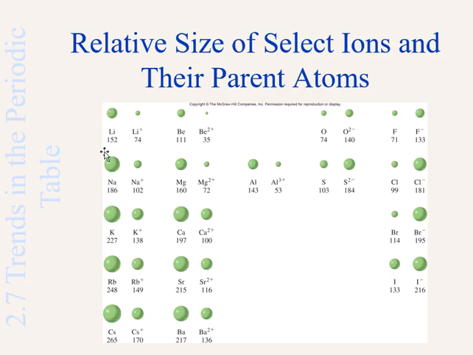The numbers here stand for picometers, which is the size given in the metric unit pico: 152 picometers and 74 picometers, 186, 102. So as you can see, the sizes are much different, and the positively charged cations are always smaller than their original parent atoms. On the other hand, here you have the original atoms on the left, which are smaller than the ions, the anions, as you see here.